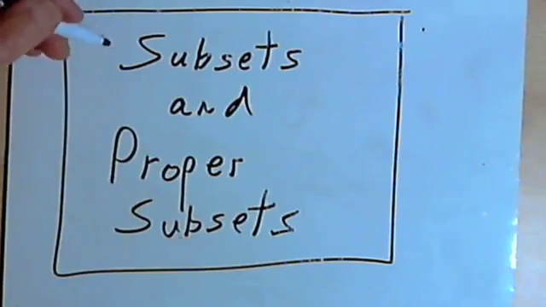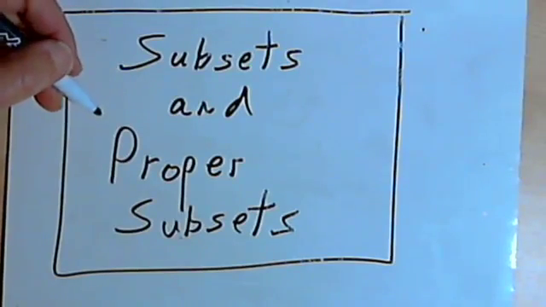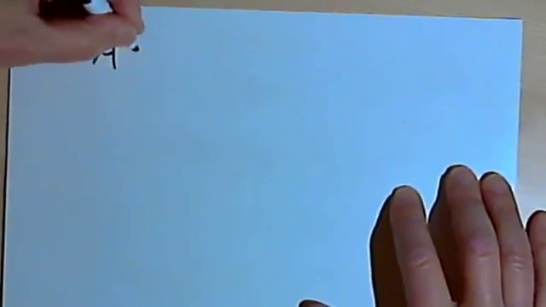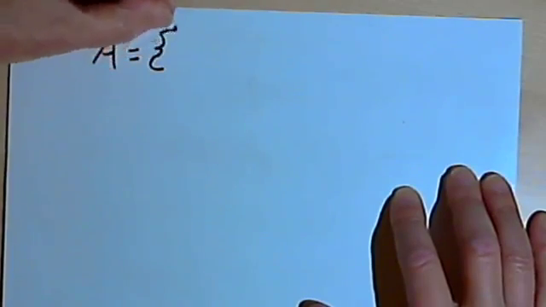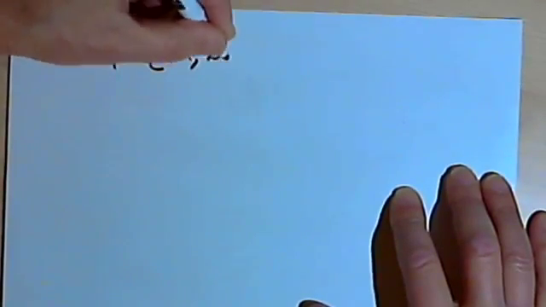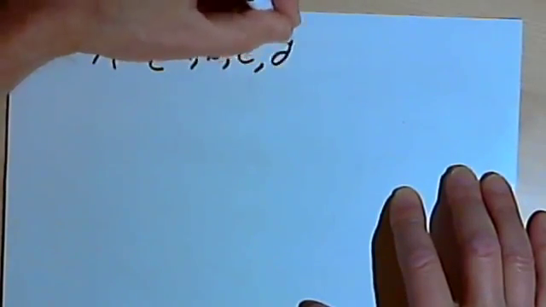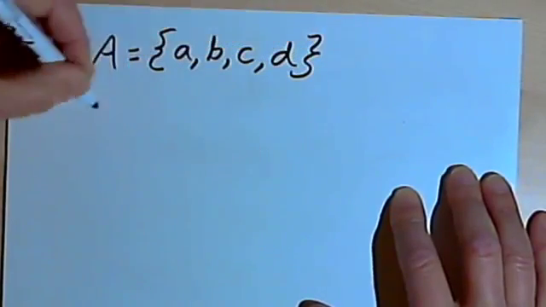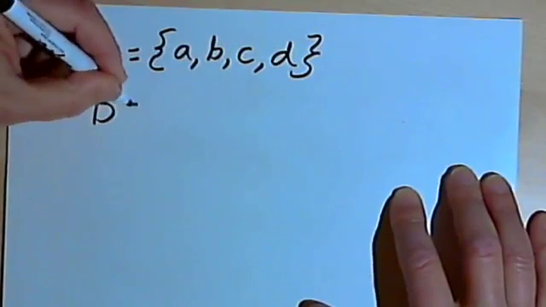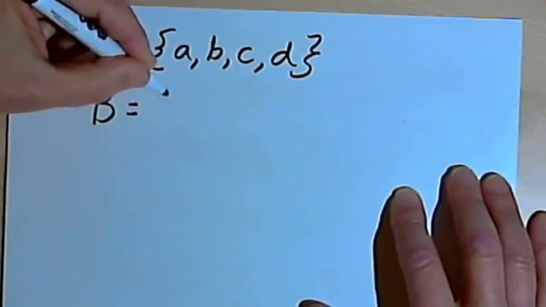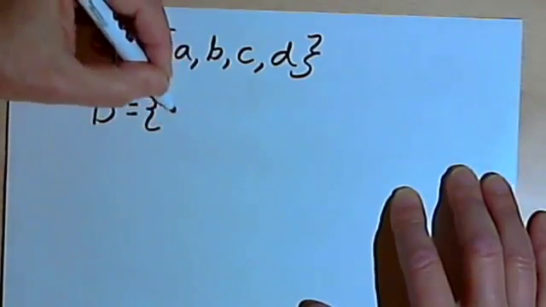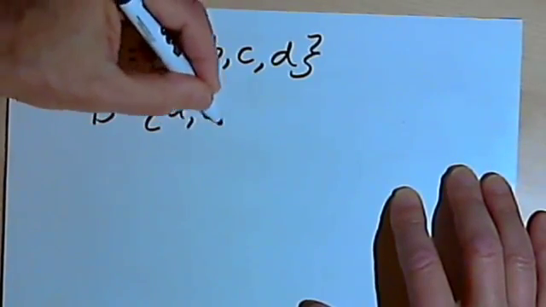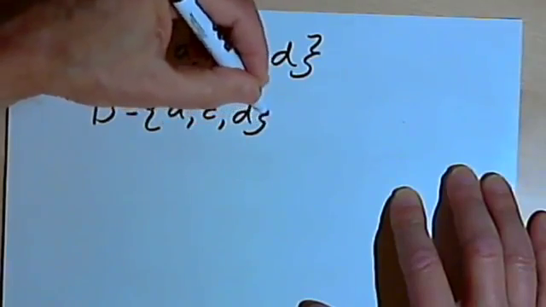This video is going to be about subsets and proper subsets. So here's what we're talking about. Let's say I start out with set A, and set A contains the elements A, B, C, and D. And I also have set B, and set B contains the elements A, C, and D.